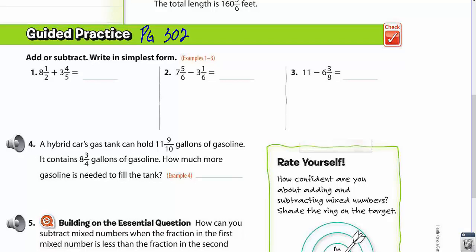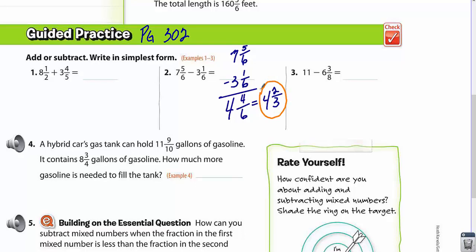Alrighty, problem number 2. Here we already have enough 6ths. Let's set this problem up. These are easier to solve, I find, if you put them in this form. Because now we can see we're taking 5/6 and we're subtracting 1/6 from it. That gives us 4/6. 7 take away 3 is 4. Simplify this, and you should have had 4 2/3 as your answer. Hopefully, that's what you got.